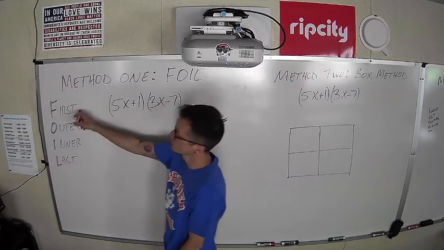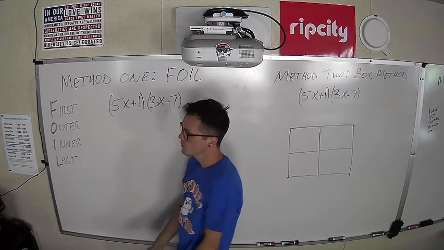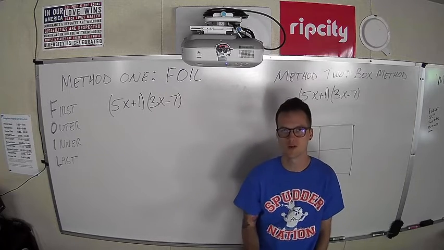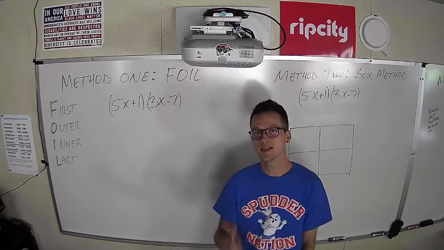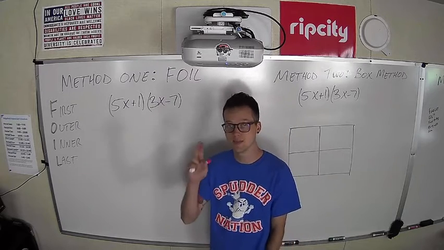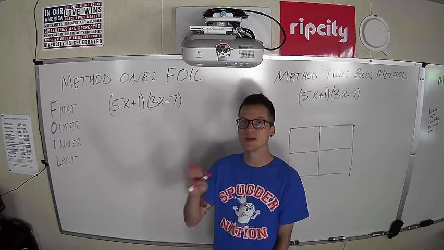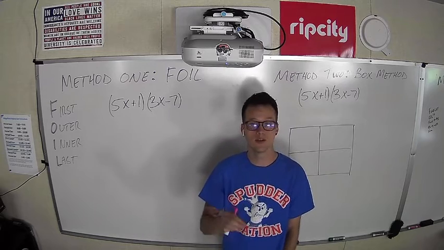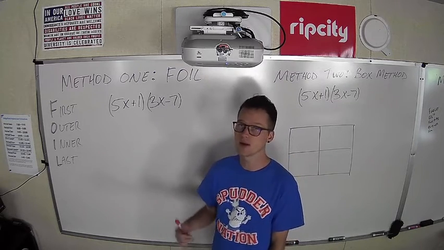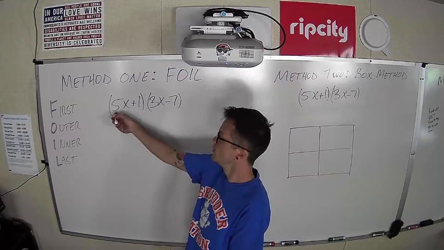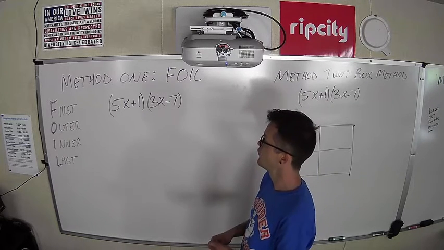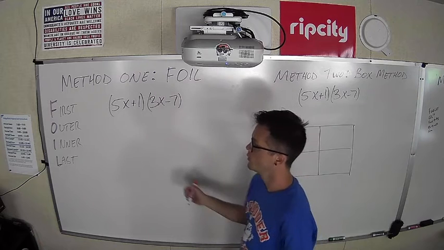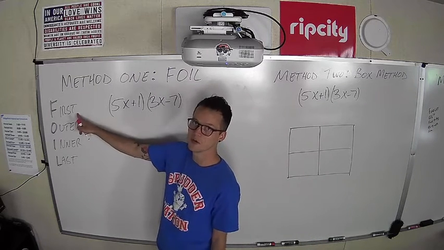So it stands for first, outer, inner, last, and that reminds us the order of which we should do our distribution. And the reason that this order makes sense is because it's going to keep things in standard form, and it's going to keep it nicely organized so we multiply all the pieces we need to multiply, but we don't forget anything. So let's practice on this one. We have these 2 binomials, 5x plus 1 times the quantity of 3x minus 7. If we follow what our acronym says here, we're going to multiply the first terms together first.